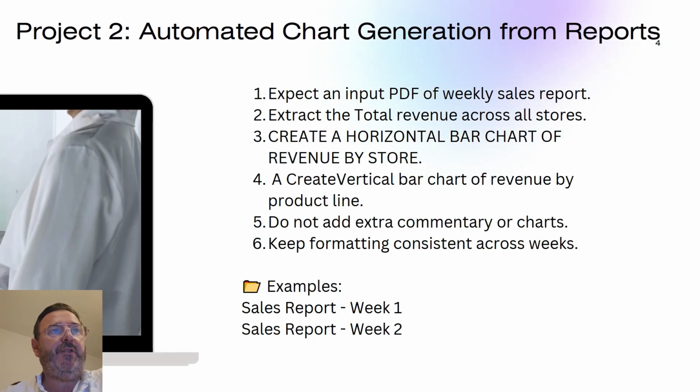So you can also generate charts as well. Expect an input PDF of a weekly sales report. Extract the total revenue across all stores. Create a horizontal bar chart of revenue by store. Create a vertical bar chart of revenue by product line. Do not add extra commentary or charts. Keep formatting consistent across the weeks.